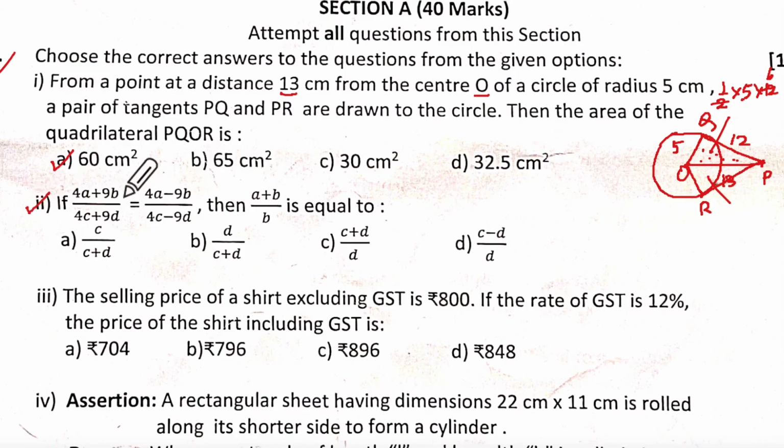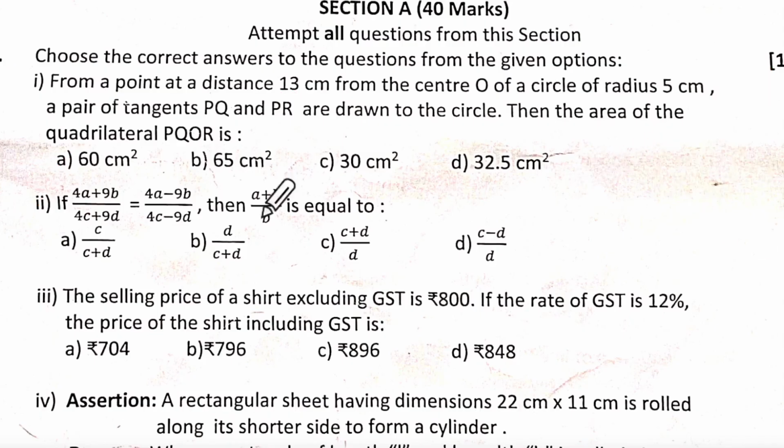Yes, ma'am. The second one, if this is given, then (a plus b) upon b. So we have to do first alternando, so that this will come here and this will come here. This you will have to do mentally. Then this plus this and this minus this. Understanding? So this plus this means 9b gets cancelled and you will have 8a in the numerator. This minus this means 4a and 4a will get cancelled and 9b and 9b will get added, so 18b.